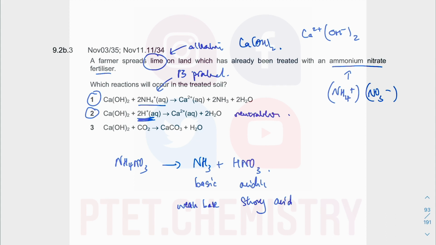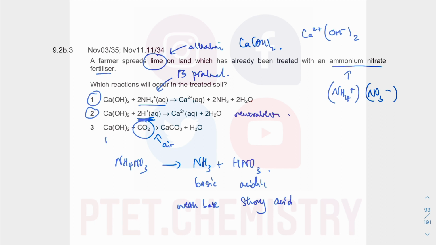Okay, so which reaction will occur in the treated soil? I talked earlier about this NH4NO3 giving you the NH3 and the HNO3, and suddenly you get this CO2 where you don't know where it comes from. That can be from the air. Obviously, when you have plants, that's when you need the fertilizer. They can photosynthesize. They can kick out the CO2 to the atmosphere. And remember, CO2 is also an acidic oxide.